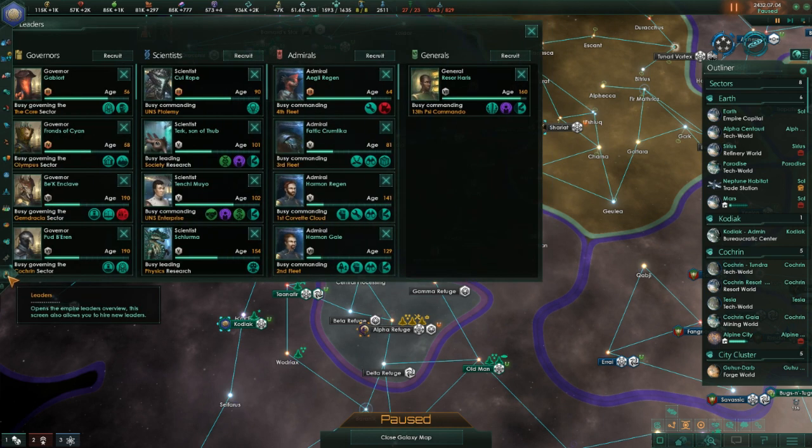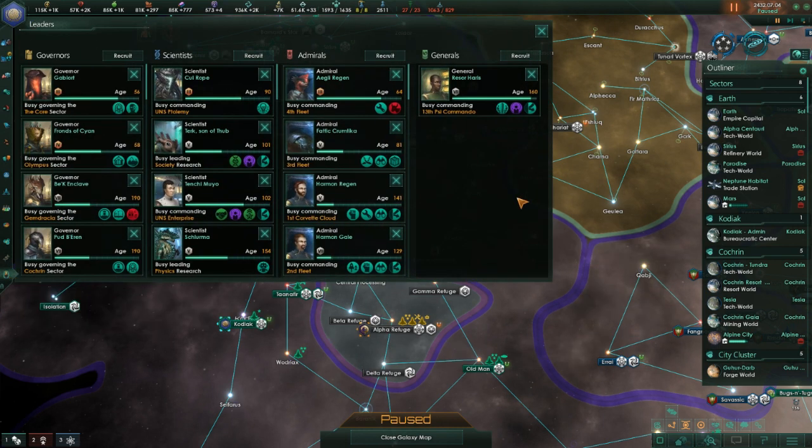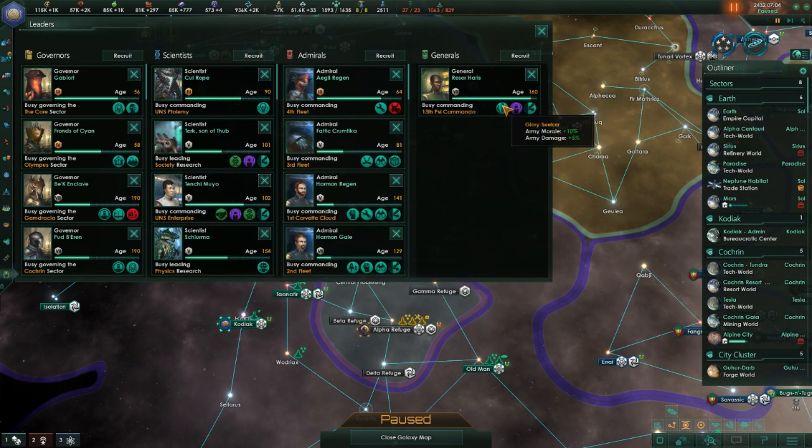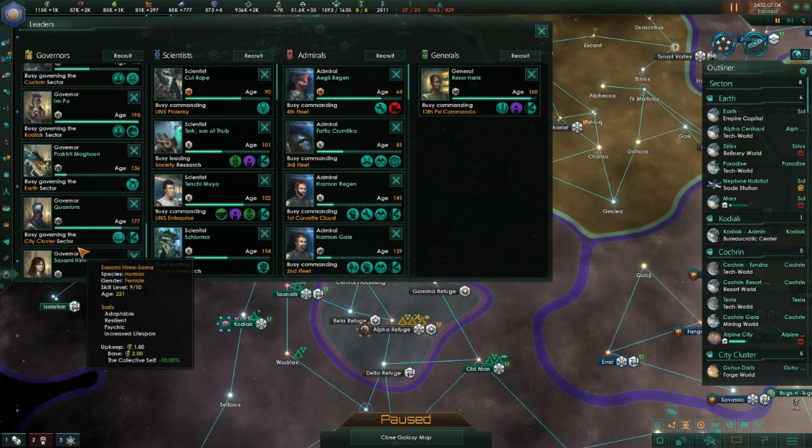Finally, leaders. Alright, these are my leaders. In the start of the game, you will only have 1 governor and then a group of scientists. If you want more scientists, you click on this, and here's 3 more scientists you can take. When you've got a lot of money like me, you can just kind of go through it and be like, well, that guy sucks. Buy him, and then fire him, and then you'll have another one in their place. But you can see I've got generals for ground troops, admirals for my navy, scientists for my research, and governors for all the different sectors that I have.